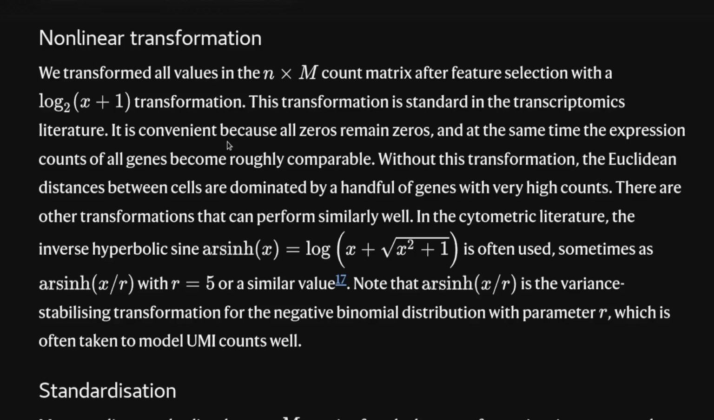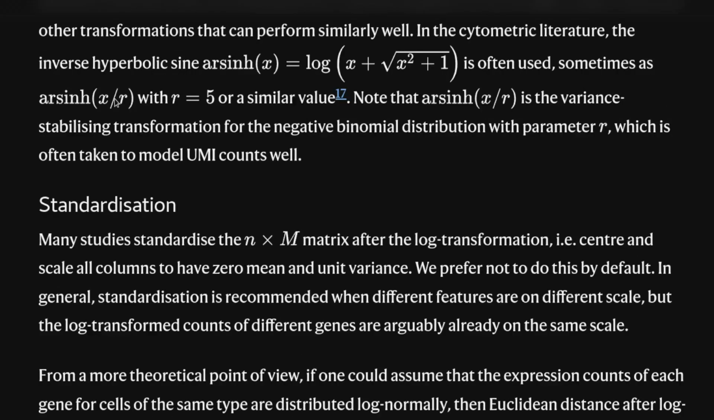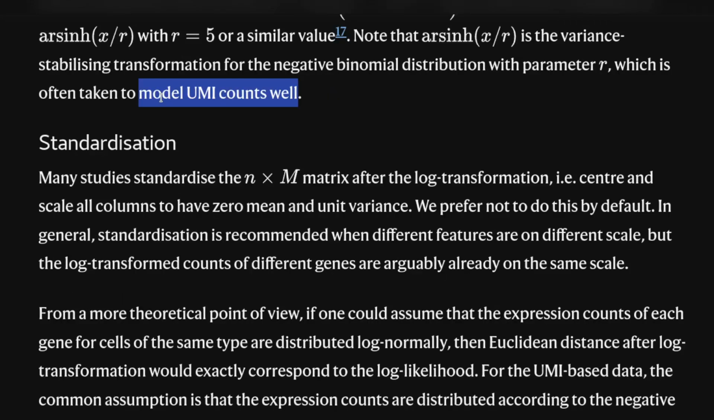In the cytometric literature, the inverse hyperbolic sine is often used, sometimes as with a similar value 17. Note that this is the variance stabilizing transformation for the negative binomial distribution with a parameter, which is often taken to model UMI counts well. Standardization. Many studies standardize the matrix after the log transformation, i.e., center and scale all columns to have zero mean and unit variance.